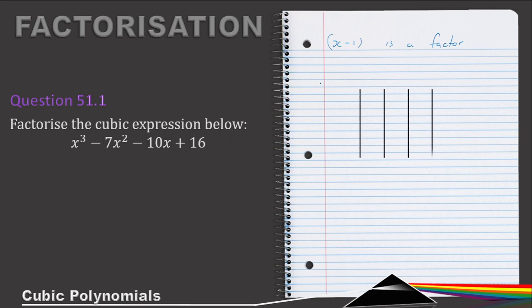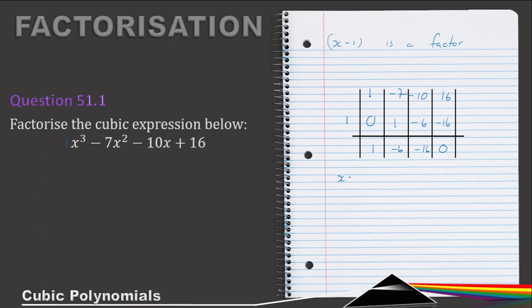So there's my bars. My coefficients are 1, minus 7, minus 10, and 16. Start with 0, end with 0. My x value is 1. Add down. 1 times 1 is 1. Add down, minus 6. Then minus 10 minus 6 is minus 16. 1 times minus 16 is negative 16. So this adds up to 0. And then we have our answer.